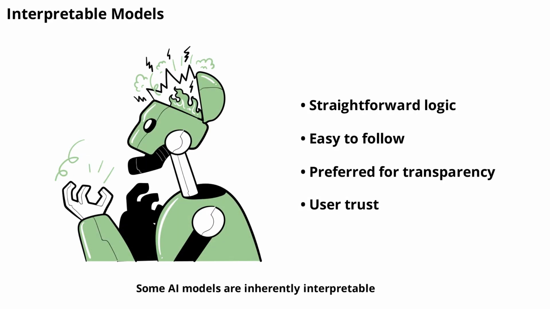Some AI models are inherently interpretable, meaning their decision-making process is straightforward and easy to follow. Examples include decision trees and linear regression models. These models are often preferred in situations where transparency is more important than raw predictive power. Interpretable models make it easier for users to understand and trust AI decisions.